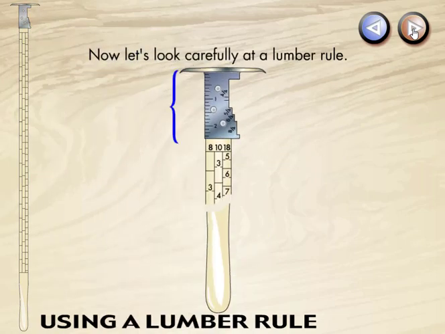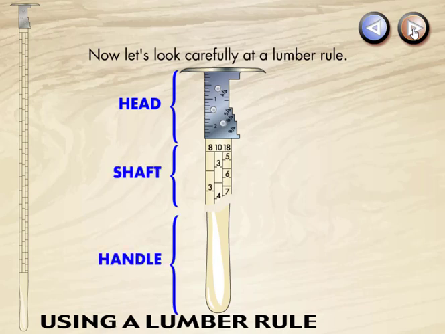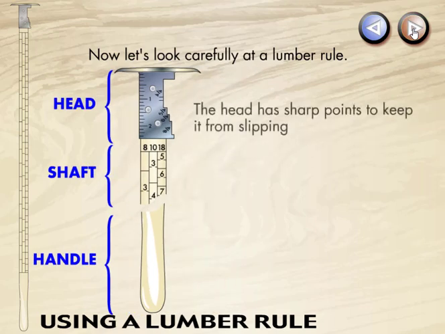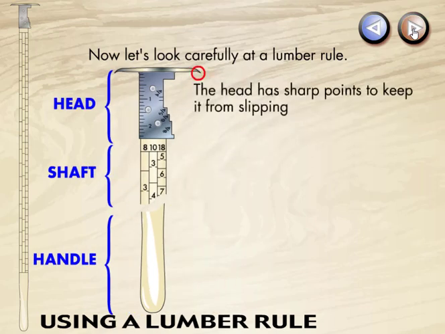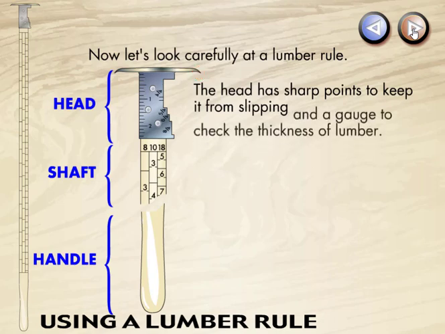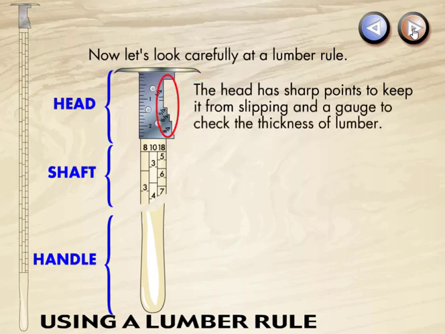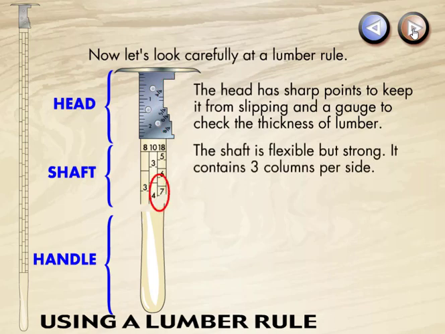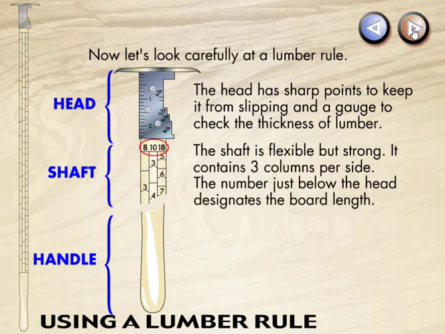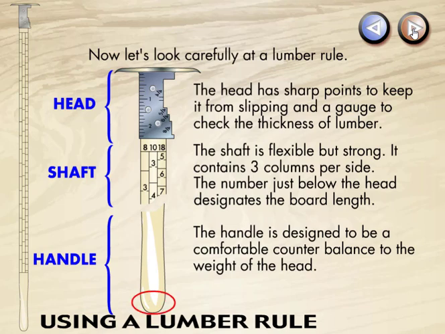Now let's look carefully at a lumber rule. There are 3 parts to it: the head, the shaft, and the handle. The head has sharp points to keep it from slipping along the board, and a gauge to check the thickness of the lumber. The shaft is flexible but strong, and it contains 3 columns per side. The number just below the head designates the length of the board. The handle is designed to be a comfortable counterbalance to the weight of the head.